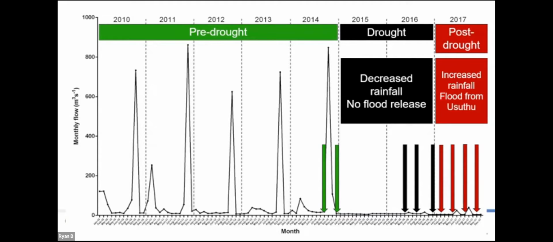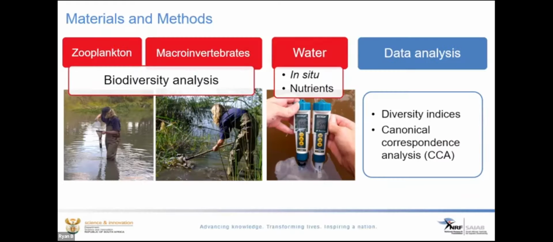Lake Inyamiti was sampled a total of 9 times: twice during the pre-drought, 3 times during the drought, and 4 times during the post-drought. Without going into too much detail, we collected zooplankton and macroinvertebrates for biodiversity analysis. We measured in situ water quality parameters, and water was collected for further chemical nutrient analysis.